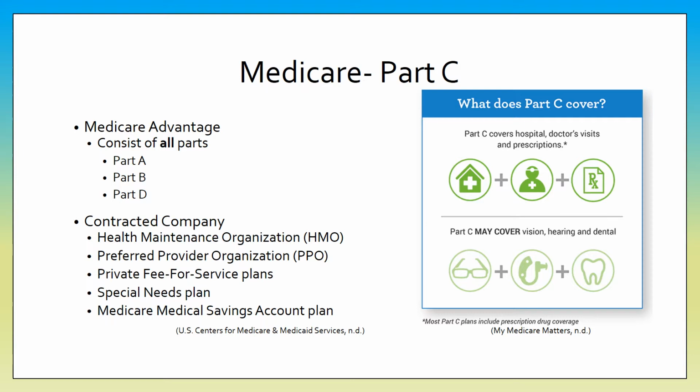plan. One of the differences between having a Part A and B, or Part C, is the Medicare Advantage Plan typically does not cover hospice care. With Part C, the individuals can switch coverage during the open enrollment period. The only element that is left is to go over Part D.